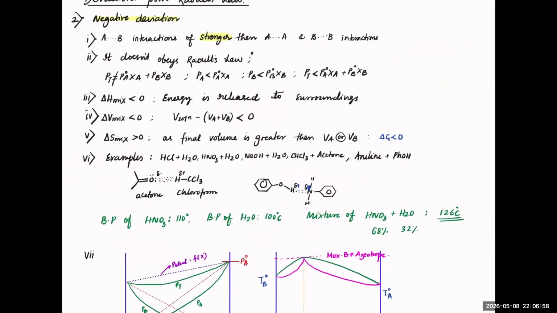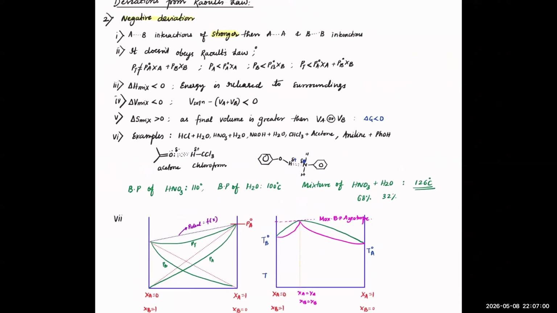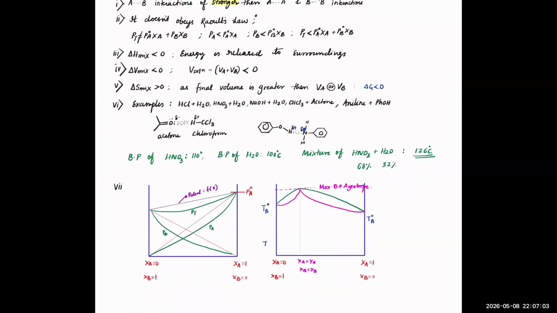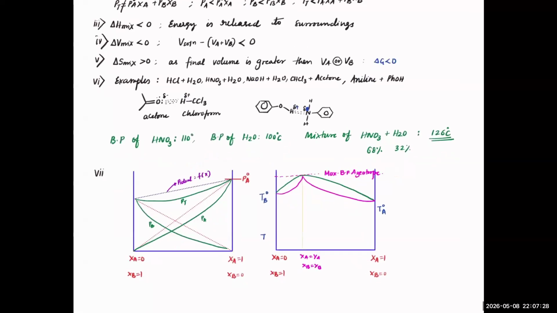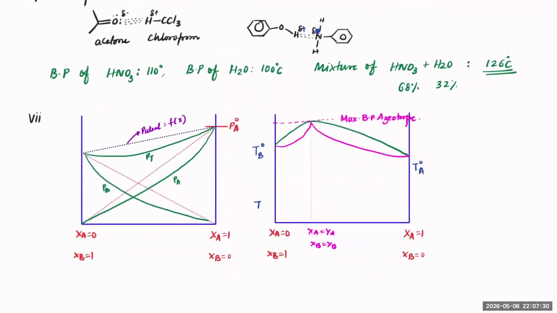So this is about negative deviation, everybody. Very similar to positive deviation in terms of those pointers. What you need to check out is that here we'll have stronger interactions, and in an azeotrope you will get a maximum boiling point azeotrope. You can see this is the composition of the azeotrope. This is the maximum boiling point, right? This is the actual boiling points of individual components, but this is the maximum boiling point of those components, right?